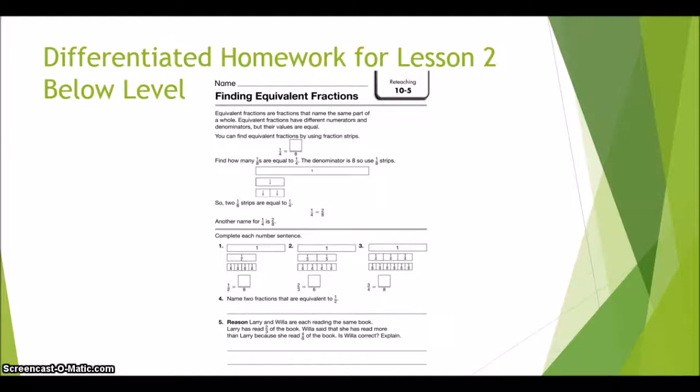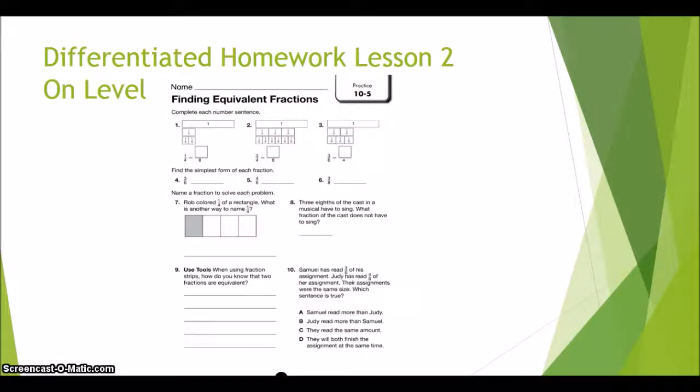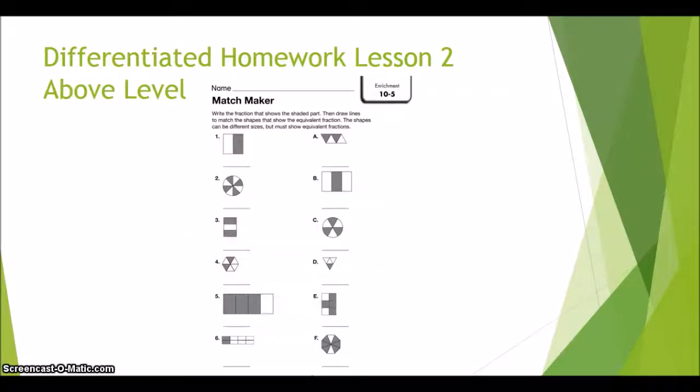In front of you, you will see the below level only consists of 5 problems, and it has a very detailed explanation up on top. On level consists of 10 problems, so it's double the problems, and you see that there's actually 3 word problems compared to the below level, which has 1. And then the above level, there's no answers, like it doesn't have the fractions like the previous did. They have to write the problem in a fractional form and then find the match.